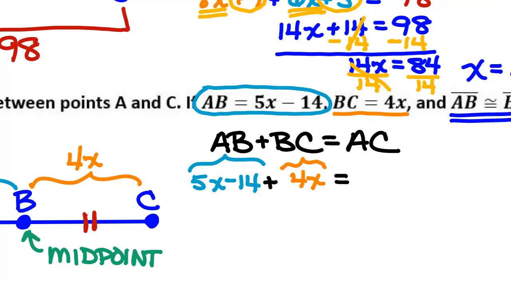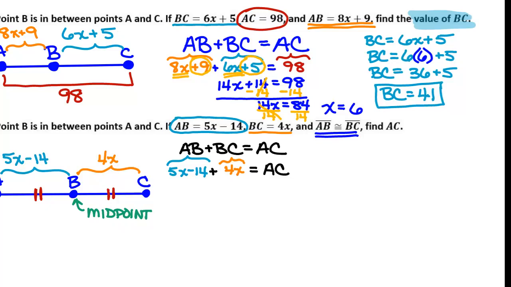What can I put in the place of AC? Or do I have anything? Just AC. I don't have anything. Here's why I need that second equation. Here's why I need that congruence statement. Because with the way this is right now, do I have enough information to find x? So do I have enough information to find AC? Which is what they asked me to find right here. The directions back here said to find AC.